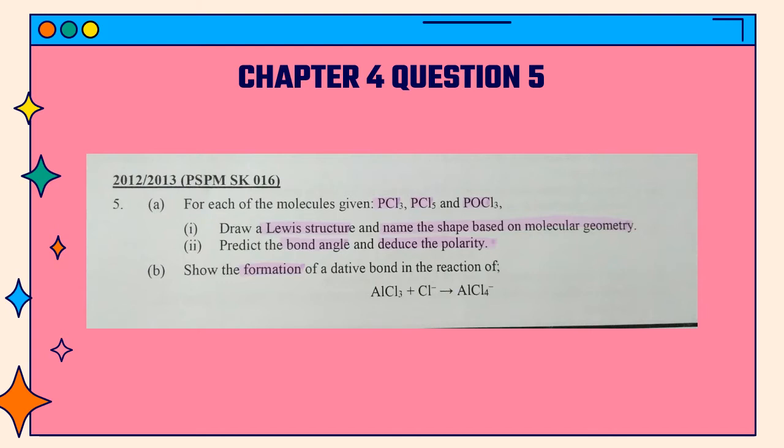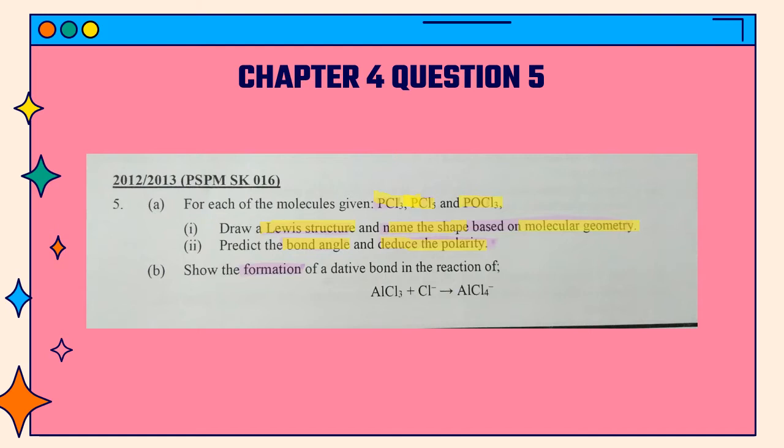Question A. For each of the molecules given, PCl3, PCl5, and POCl3, draw a Lewis structure and name the shape based on molecular geometry. So there are two questions, which are Lewis structure and name the shape based on molecular geometry. Second, predict the bond angle and deduce the polarity. So there are two questions also, which are predict the bond angle and deduce the polarity for these molecules.